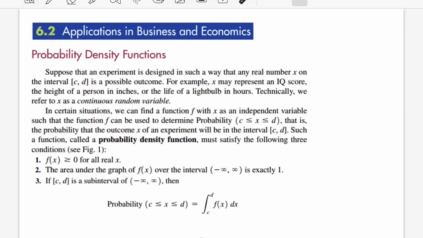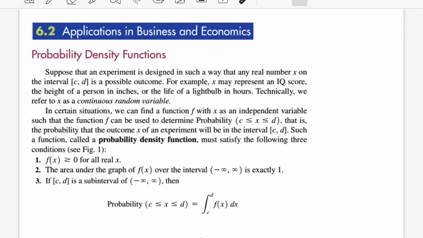In this video, we're going to go over section 6.2 from our textbook. This section contains important applications of the definite integral to business and economics. First, we'll start with probability density functions.